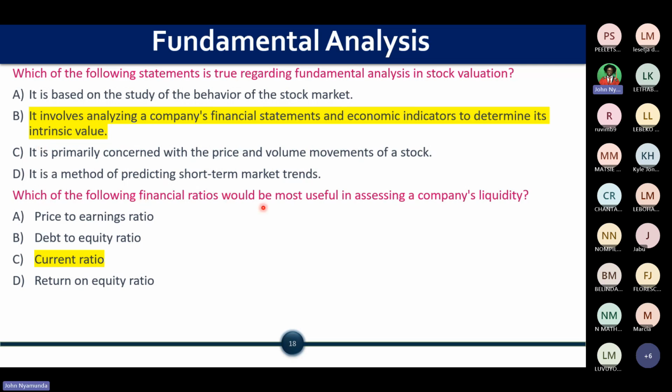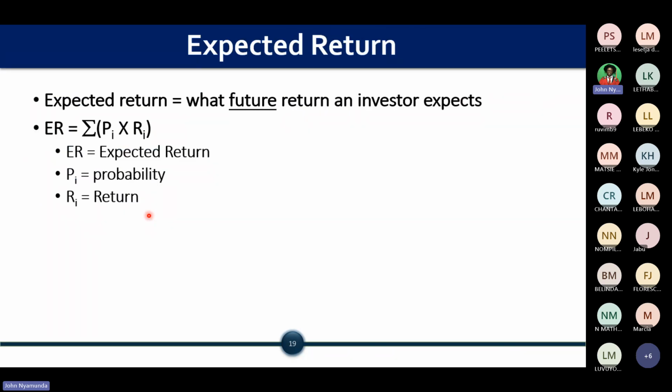Which of the following ratios would be most useful for assessing a company's liquidity? The current ratio. Liquidity is to say how easy is it to convert assets into cash. So the ratio you are supposed to use is the current ratio. Ladies and gentlemen, theory is all done.